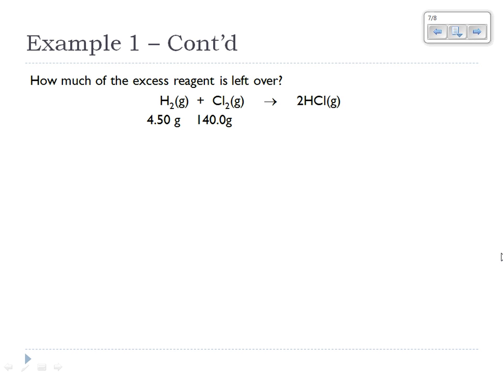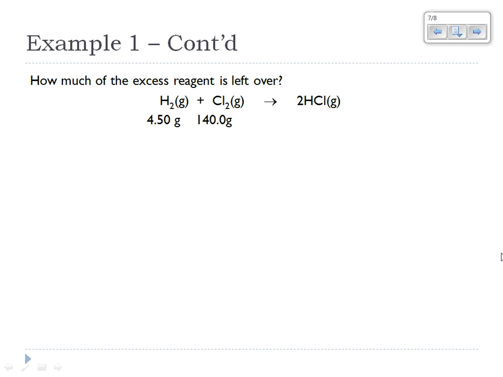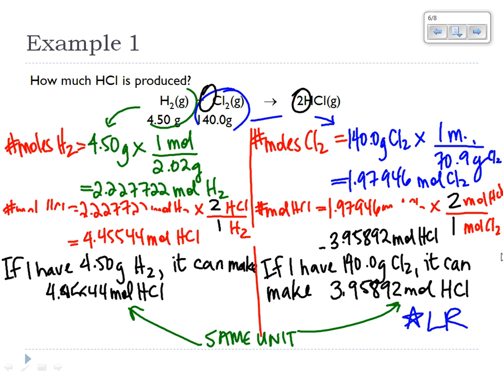All right. So how much excess reagent is left over now? This is where we have to, if I go back, to calculate the excess reagents down at the bottom, you're going to subtract the amount in moles used up in the reaction. So if I look, I'm going to use up 3.95892 moles of chlorine, and that means I'm also going to use the same amount of H2.